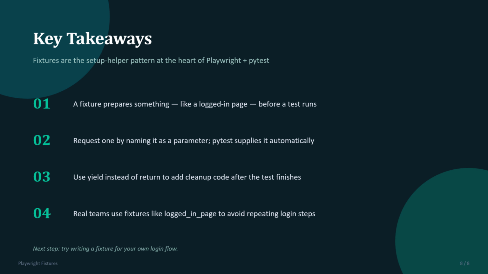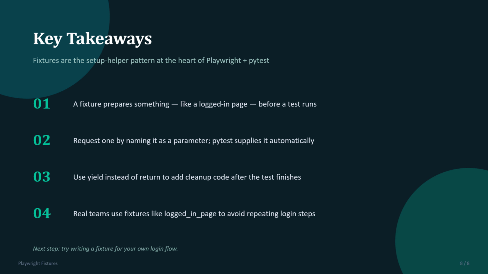Now, fixtures are basically the setup helper pattern at the heart of Playwright plus pytest. This fixture prepares something like a logged-in page before a test runs. So it's an automatic setup for your test. Request one by naming it as a parameter. It's really easy to use the fixture. You call it by the name, like we see for the page, and we pass that as a parameter in our test. That's how simple it is to use.